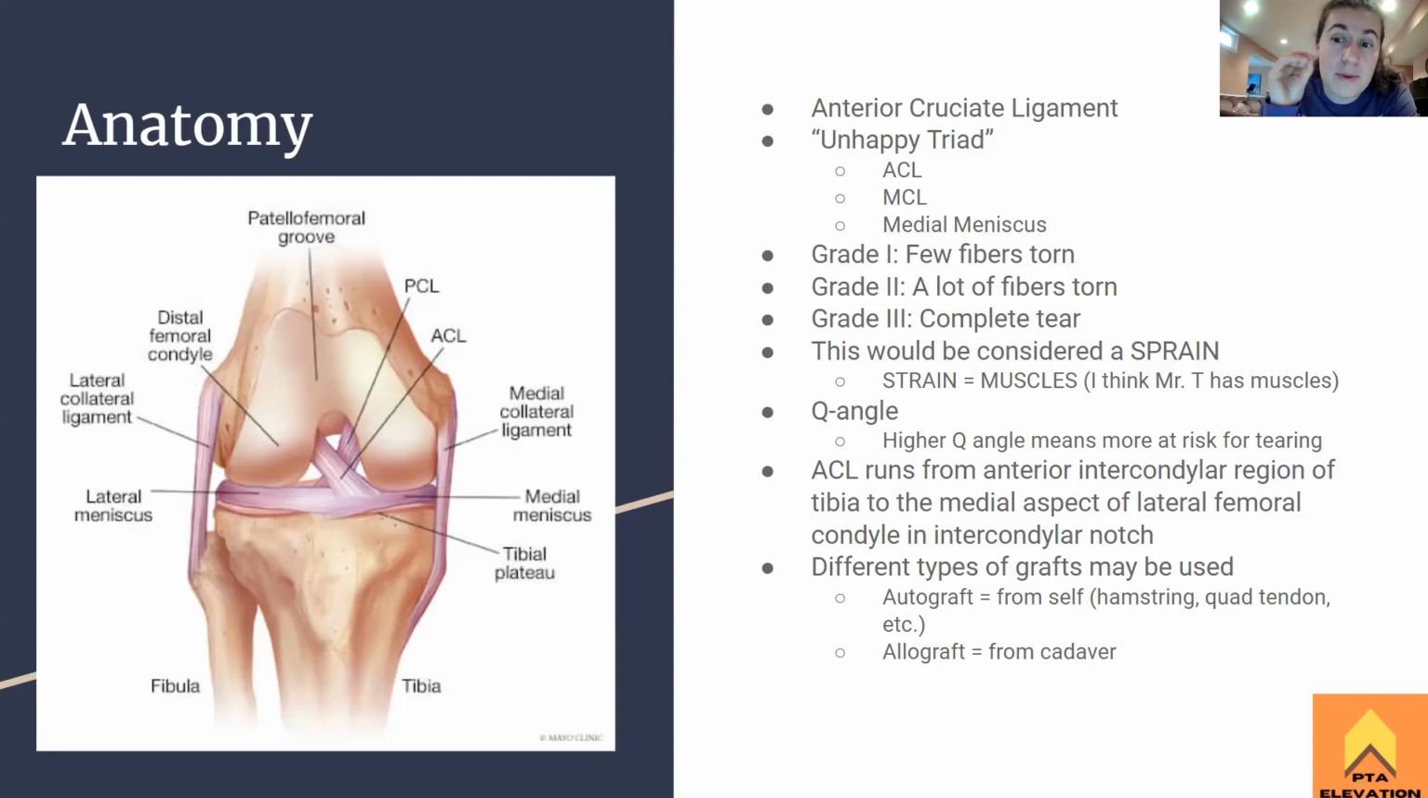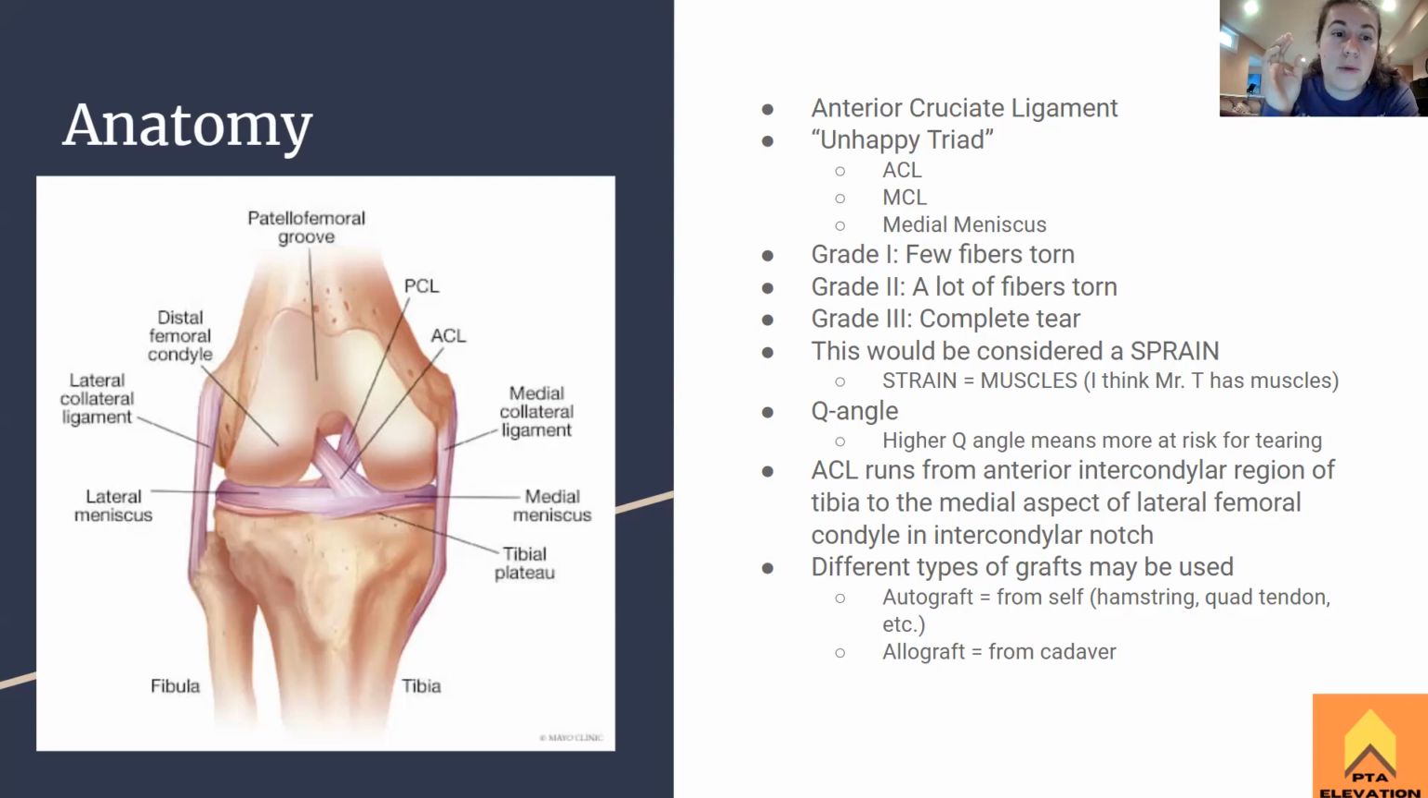Remember that this is a sprain because it's a ligament. A strain, with a T, would be the muscles or musculotendinous unit, so tendon strains as well. I always think that strain has a T in it, so I think Mr. T has muscles. I don't know why, that just really stuck with me. I know that's an older reference, but you know what? It works.